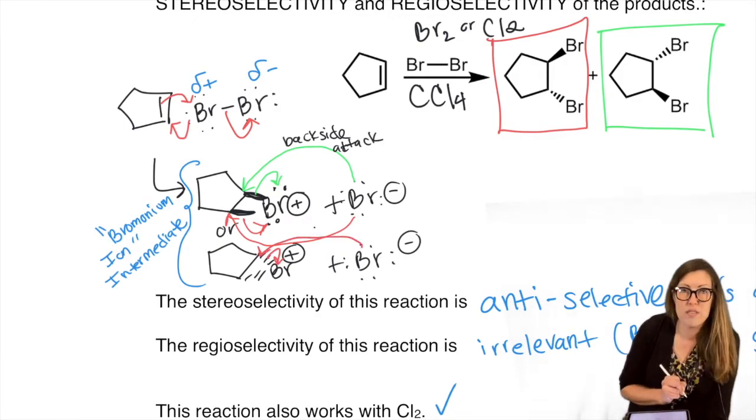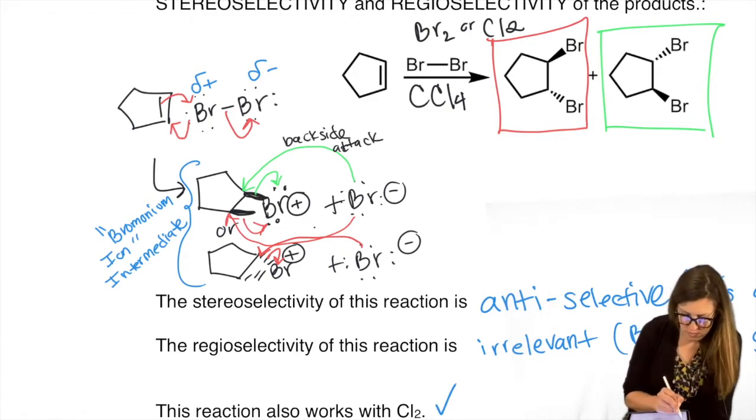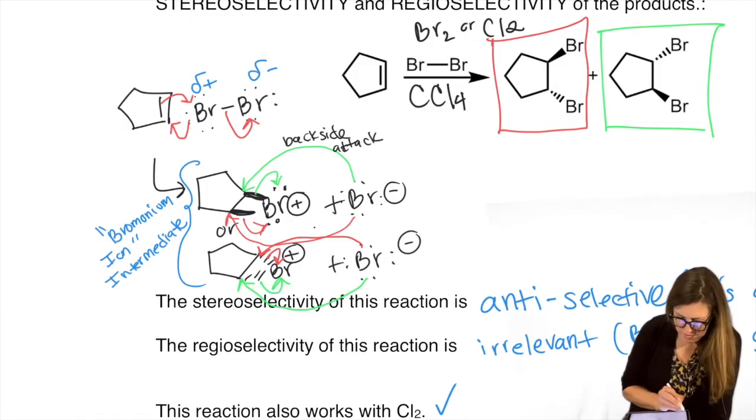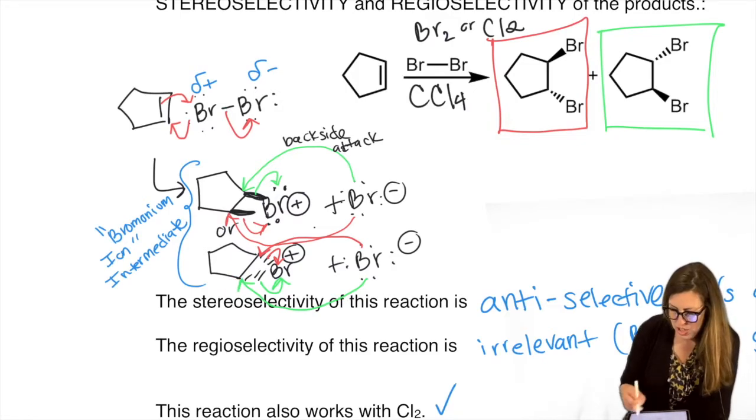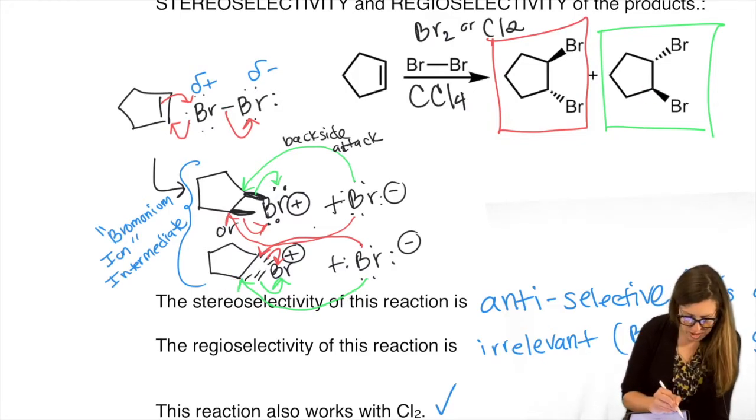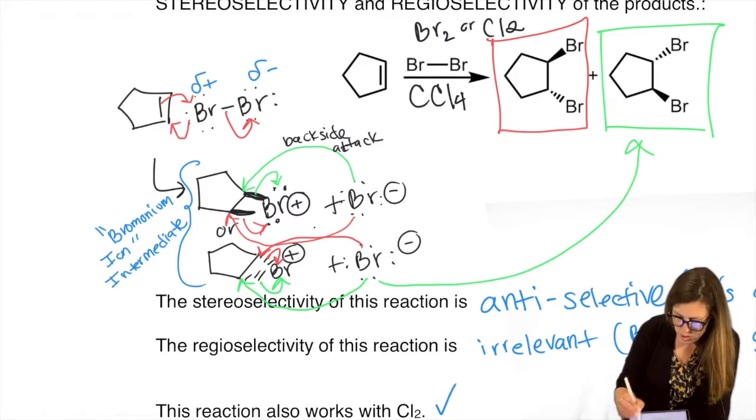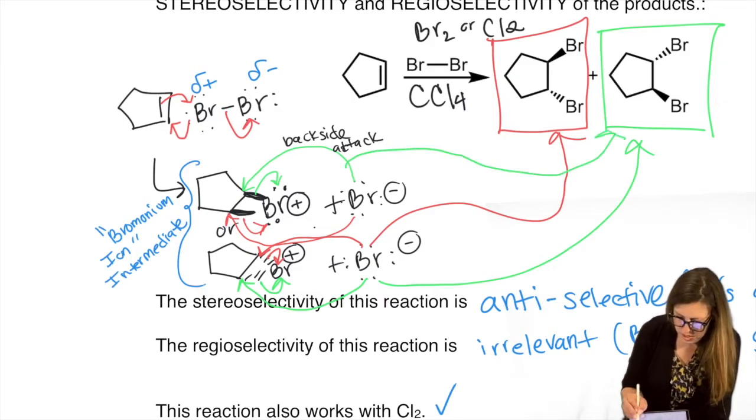Two arrows for each path. Attack, kick off the leaving group. This better be green. Attack from the top, because it's the back of the dash, backside attack. So the bottom would have a wedge, and it does in the green path. So that's good. Okay, so there's 4 ways to get these 2 products from those different orientations the intermediate could have had.